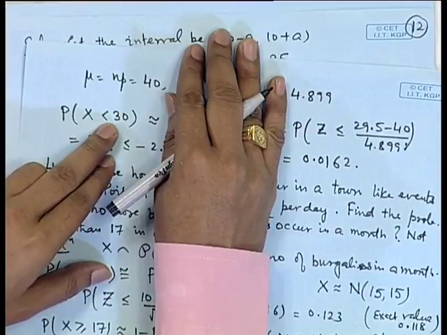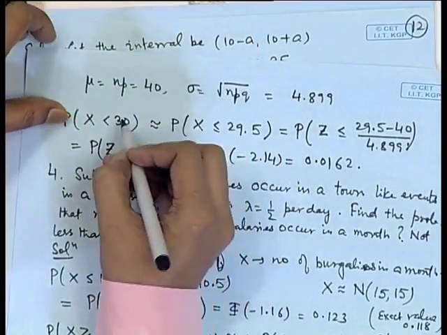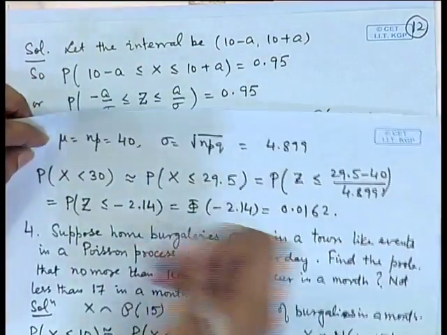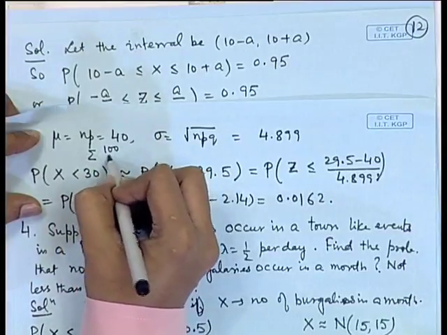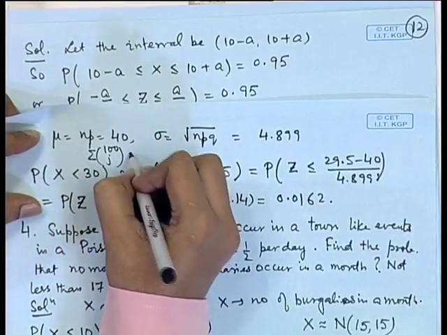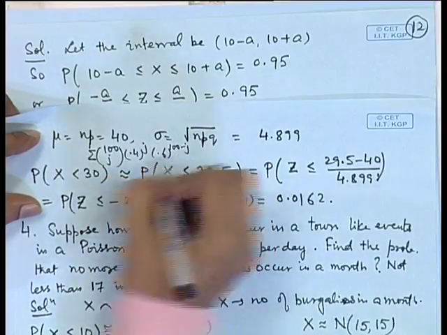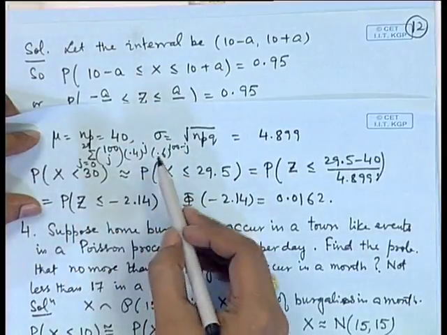Now, if we look at the actual calculation of this using the binomial distribution, then this is reducing to the sum of 100 C j, 0.4 to the power j, 0.6 to the power 100 minus j, for j equal to 0 to 29.